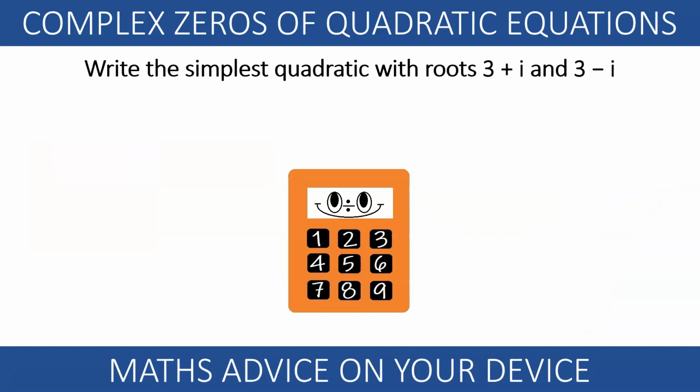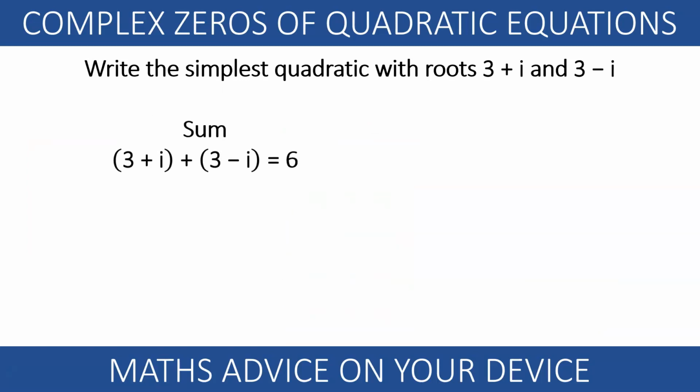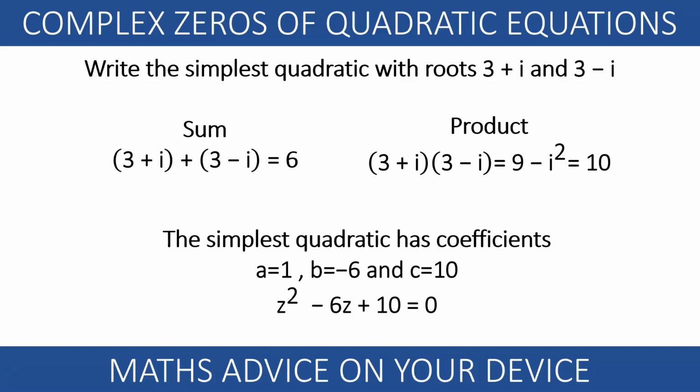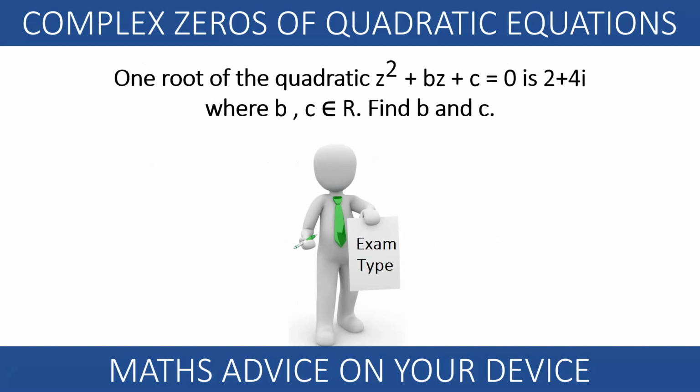For example, if we need to write a quadratic equation with roots 3 plus i and 3 minus i, the sum is 6 because the imaginary parts cancel each other out. The product is 10. So the simplest quadratic has coefficients a equals 1, b the opposite of the sum, minus 6, and c the product of the roots, 10. Right. We are now ready to attempt the exam type question.